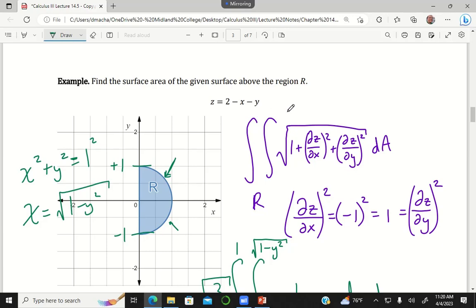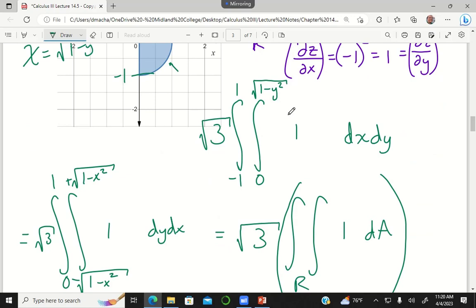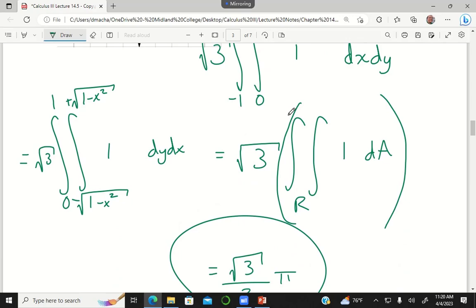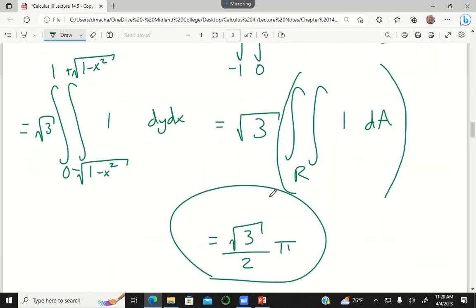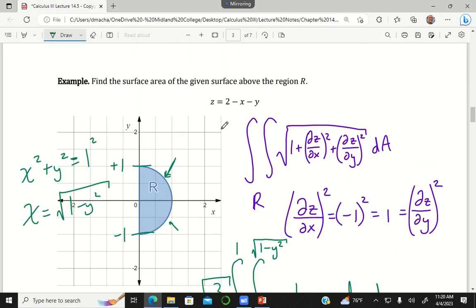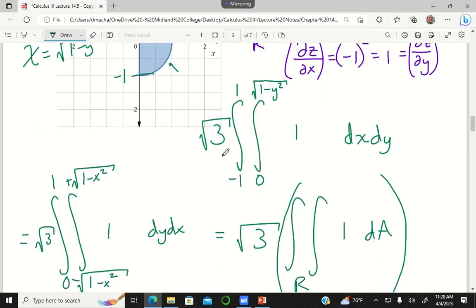I'm not going to do it in class, but we'll do another example with polar coordinates in a second. Good questions. Okay, but that means that the square root of 3 over 2 pi would be the surface area of this plane, z equals 2 minus x minus y. That would be a plane in three-dimensional space, and so the surface area of the plane is just going to be some slanted area over a semicircle.